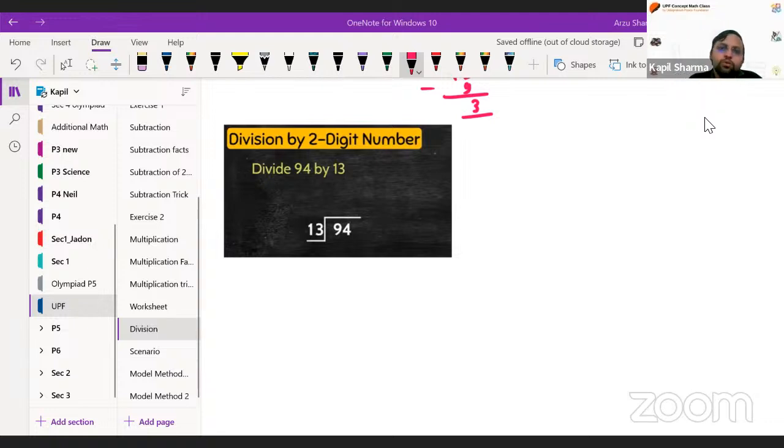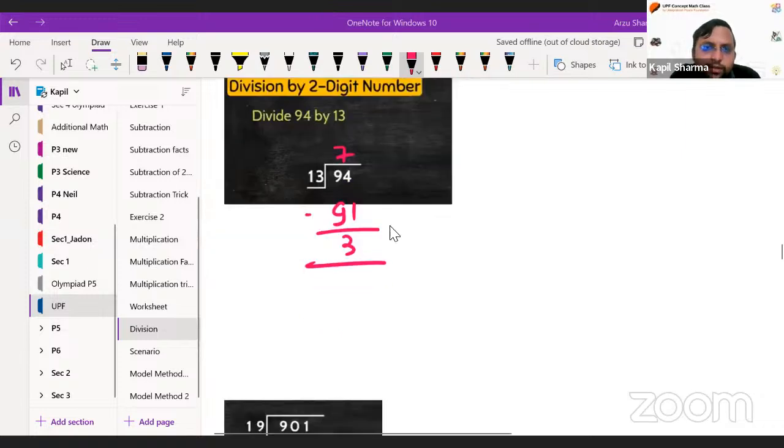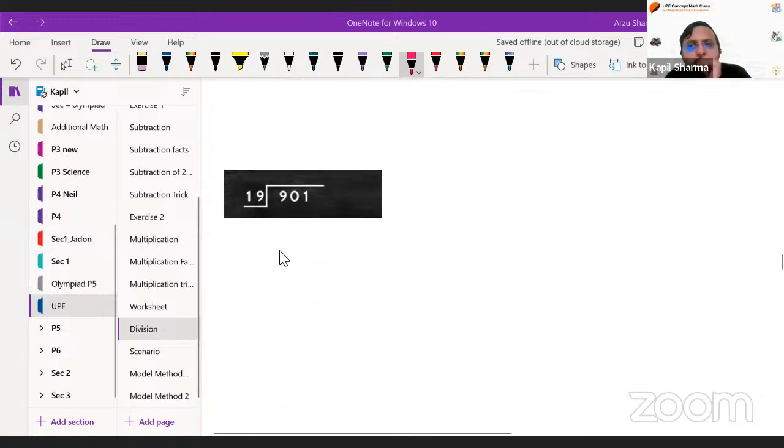Yes. Okay. So others, 13 times 7 is 91. So quotient is 7, remainder is 3. Yes, Swastik, Parth. Yes, okay, fine. Now try this one.